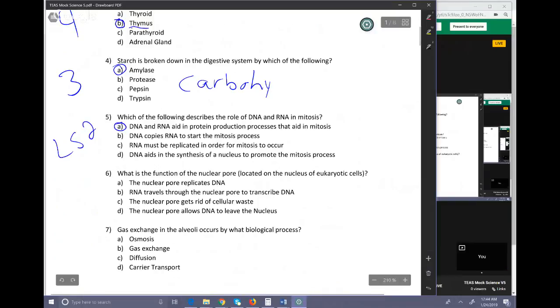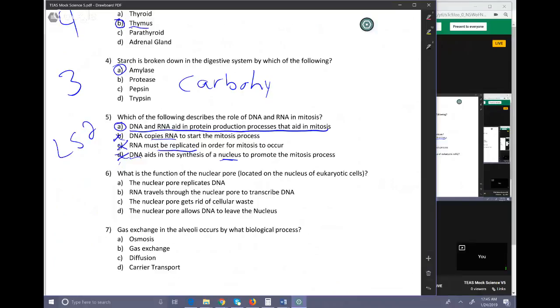So like DNA does not aid in synthesis of a nucleus. DNA does not make a nucleus. That's definitely not something that we learn about. RNA does not get replicated, so we definitely don't have that. And DNA does not copy RNA. So the answer to this question on the real test really is something very much like this. The problem with this answer is we think of this backwards from how it's written here.